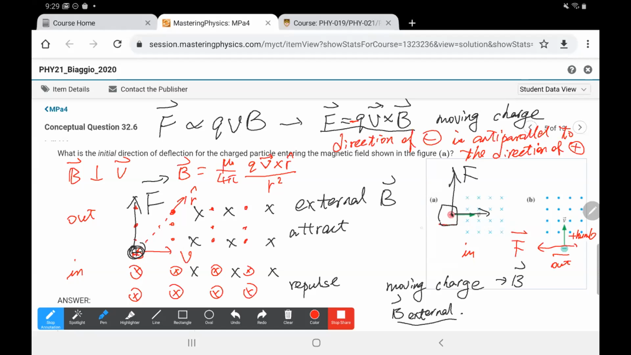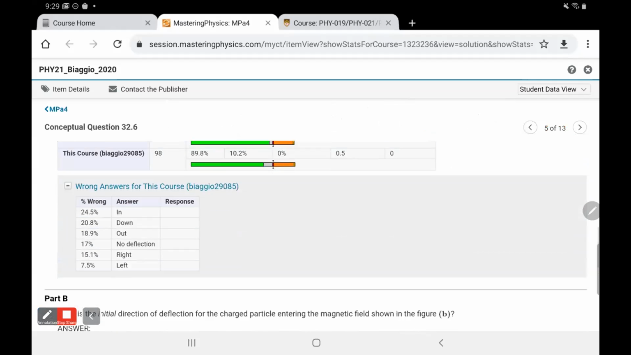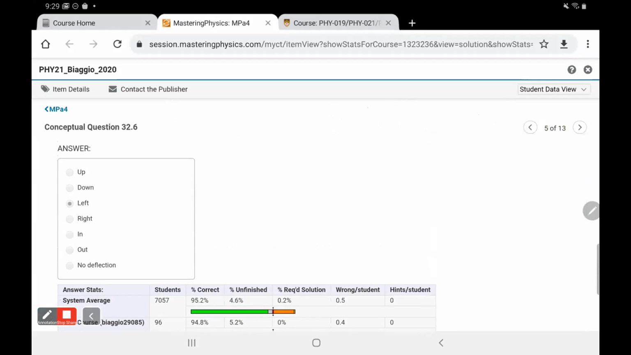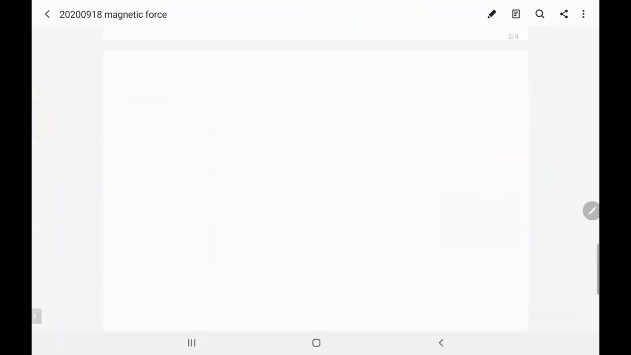So for figure A, the force goes up. For figure B, the force goes left. Okay, this is the result of this question. And I have more things to talk about for a magnetic force.